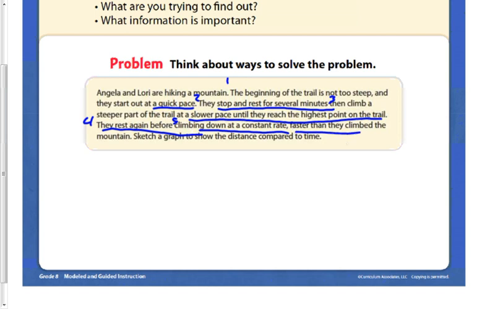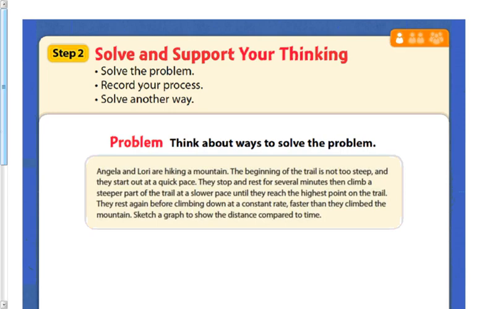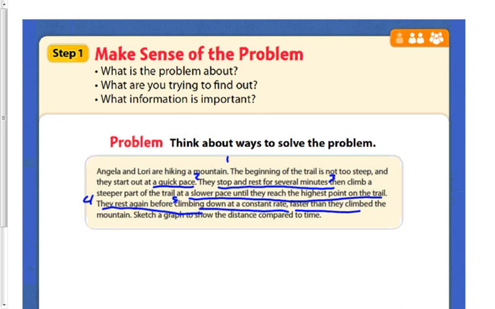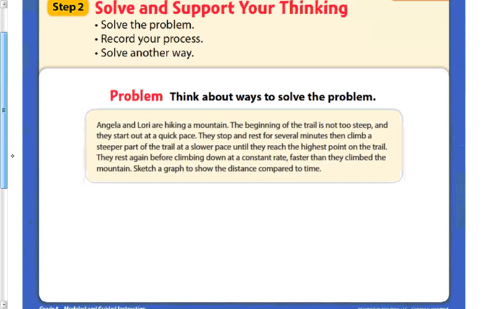Sketch a graph to show the distance compared to time. So first of all, let's take this situation. Think about what we're trying to actually find. Again, it's talking about Lori and Angela hiking a mountain and then going back down. We're trying to graph the situation of how quickly they're going up or down. So what information is important? Well, all of the stuff we underline, we want to know the different parts. We want to know how fast they're going up or down, because that'll give us a clue as to how to graph it.